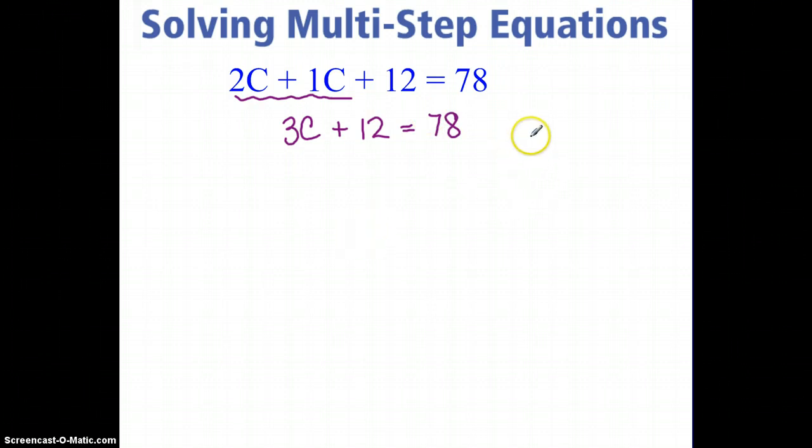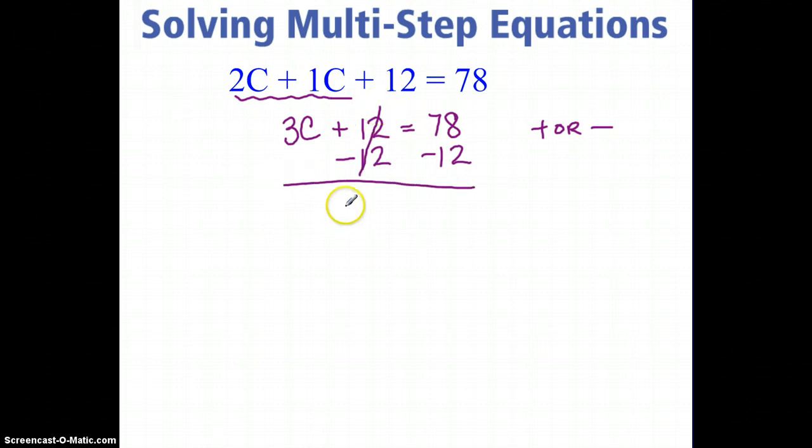So if I was to look at this problem now, my job is going to be to work my way backwards through order of operations. So I'm going to start with getting rid of add and subtract. So if this is a plus 12, I can subtract 12 from both sides. I can see this cancel. So 3c equals 66. So it looks simpler than it did to start with, but I still have a little bit more to get c by itself.